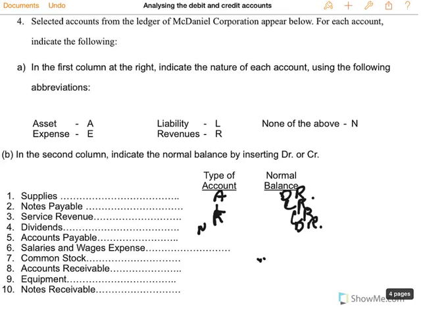Accounts payable is a liability, credit balance. Wages and salaries expense, it would be an expense, and all expenses have debit balances. Never have a credit to an expense. Common stock. Well, common stock is an equity account, and that's none of the above, really. So then we say that, but it would have a credit balance. Accounts receivable, again, asset. Assets are always debit balance accounts. Equipment is an asset, debit balance account. Notes receivable is an asset, debit balance account.